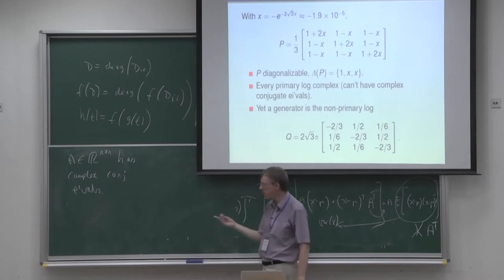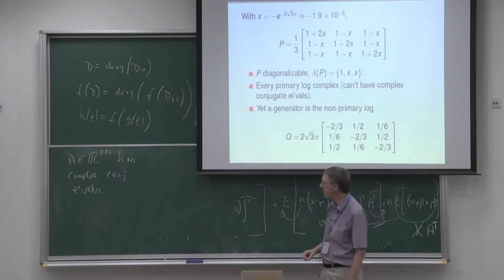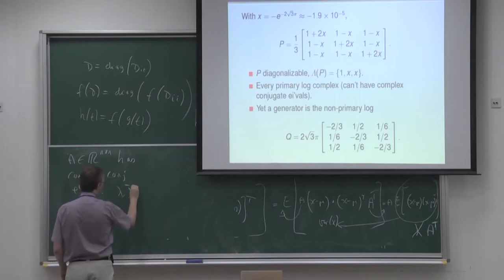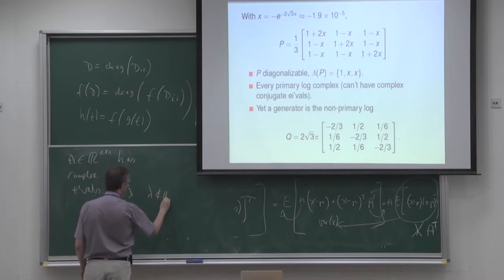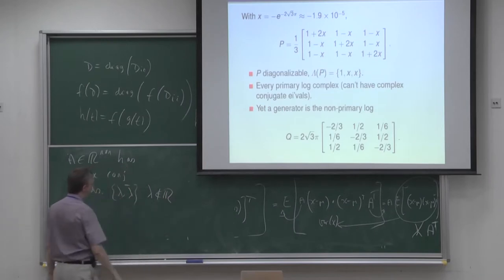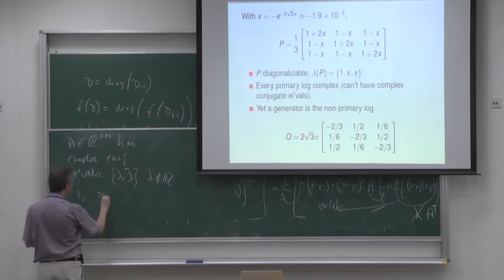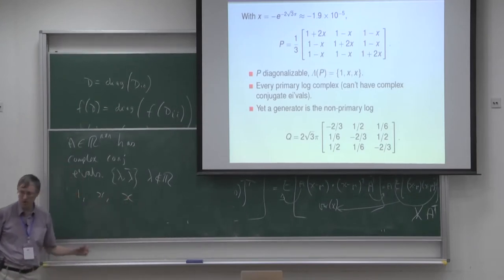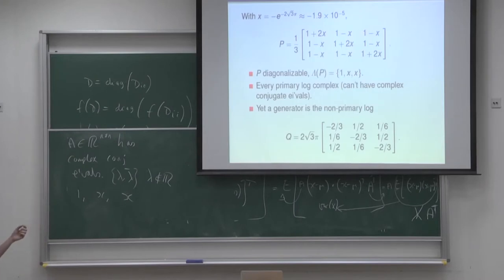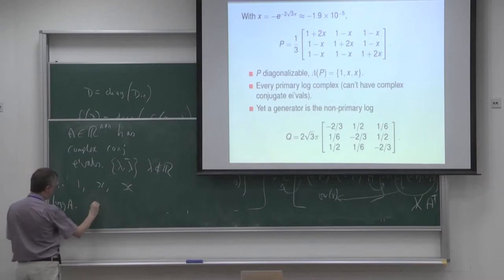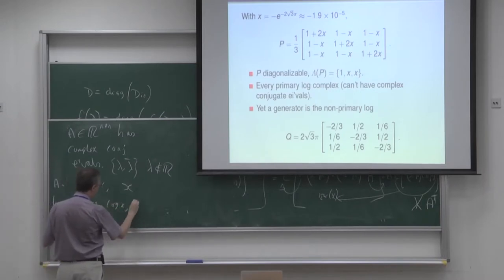If I just regard real eigenvalues as a special case of complex conjugate, they appear in pairs, lambda, lambda bar, when lambda is not real. So here I've got eigenvalues 1, x, and x. And we saw at the start of the lecture, the eigenvalues of f of A are f of the eigenvalues of A. So the eigenvalues of log of A will be log of 1, which is 0, log x, log x.